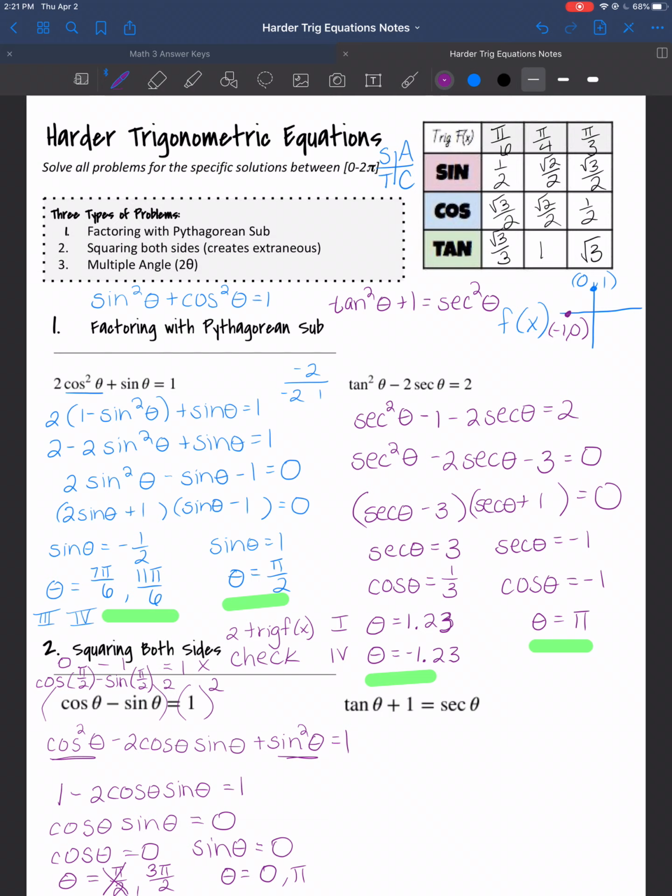You're going to do that same thing with 3 pi over 2. So I'm going to just squeeze in here cosine 3 pi over 2, sine 3 pi over 2. Cosine 3 pi over 2 is 0. Sine of 3 pi over 2 is negative 1. So 0 minus negative 1, 0 plus 1, does give you 1. So that works.